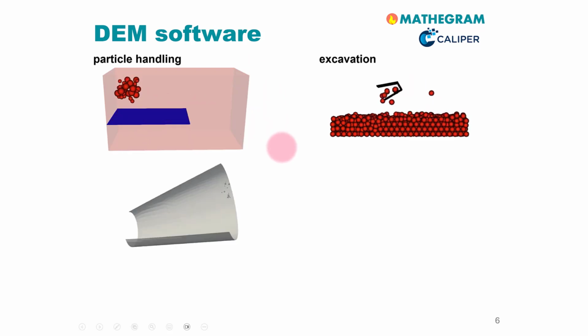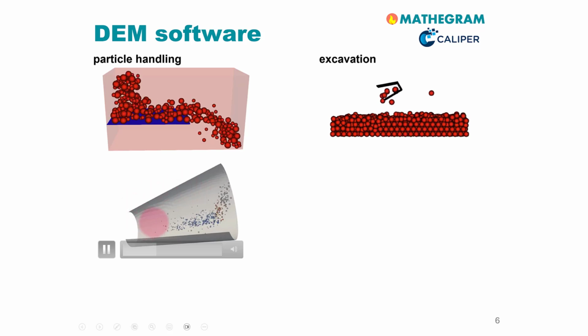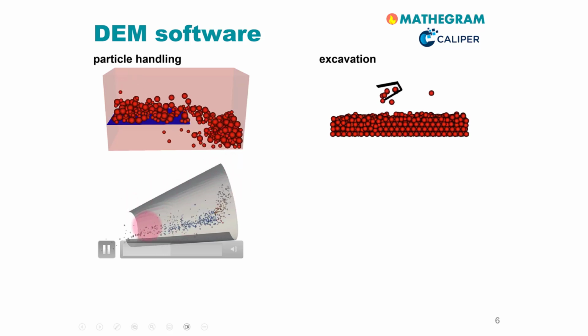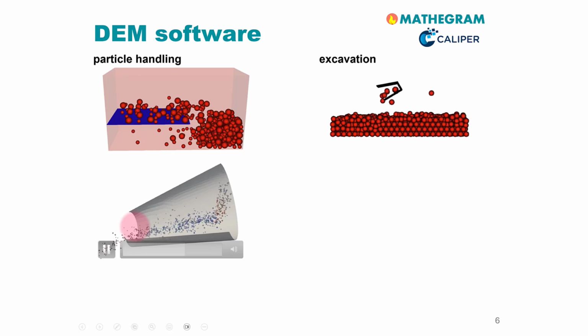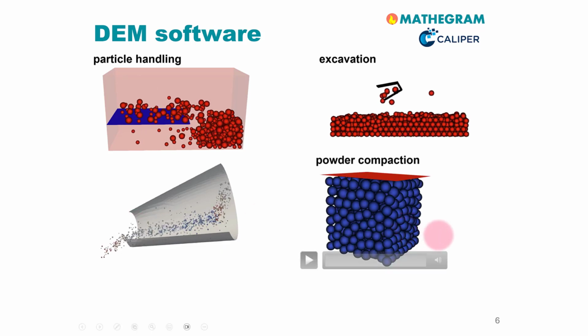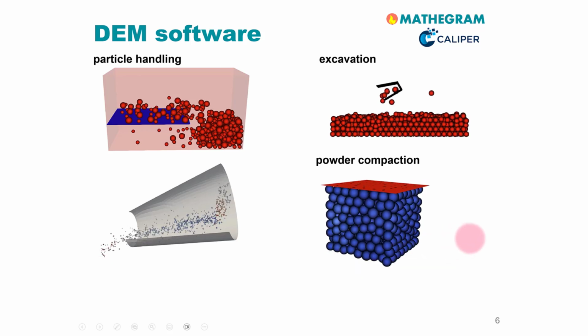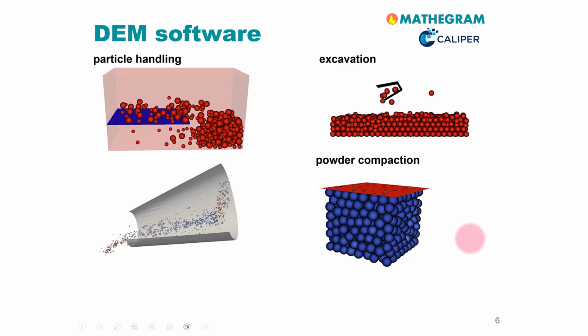Another application example is the design of chutes. Here you see such a chute and how the particles flow over the chute if you pour them on the chute. Last but not least, a more academic example is powder compaction. What you will see here is that a plate will compact this powder in a cavity. Powder cannot escape, of course, and the particles will start to move and compact.